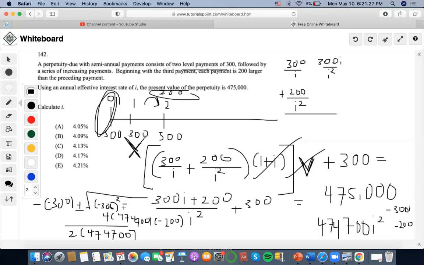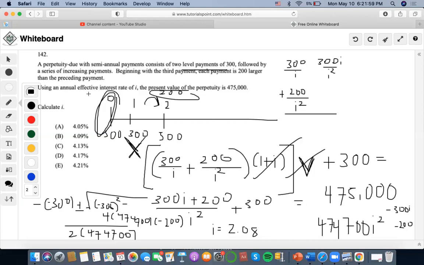19489.74. Now 300 on the other side, I'm going to add it because I know if I subtract it, it's going to produce a negative. Then I'm going to divide it by 2 times 400. And I'm going to end up getting i equals 2.08%. But this is a whole semi-annual situation, right?